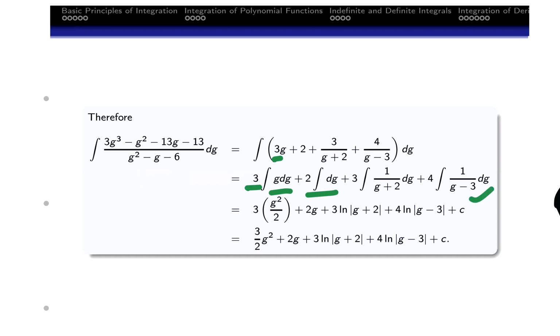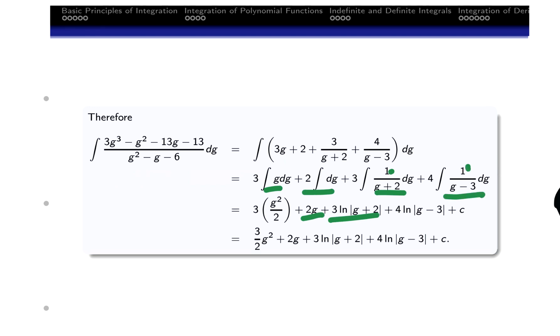This is g dg, so increase the power. This is g raised power 1, g raised power 2 divided by 2 plus 2g, because this is dg. So integral of dg is g, just like I've told you, times 2. You have 2g, then integrate g plus 2, differentiate g plus 2, you get 1 straight. So that's 3 ln g plus 2. Same, differentiate g minus 3, you get 1. So that means you have ln of g minus 3 plus c.